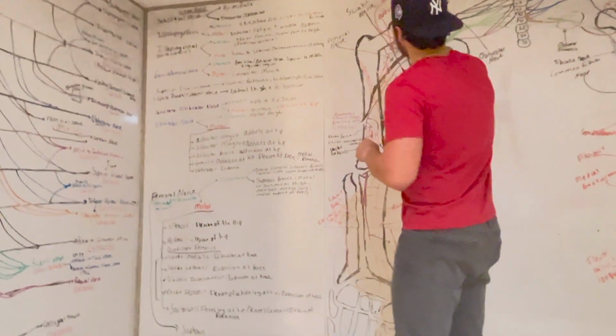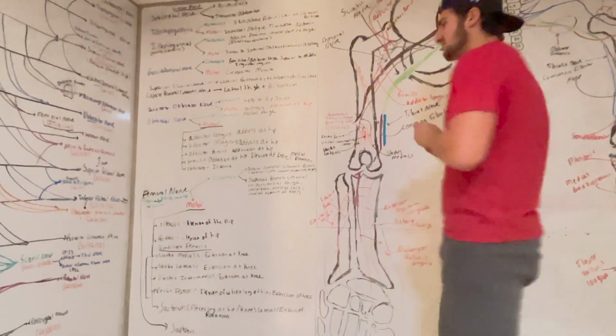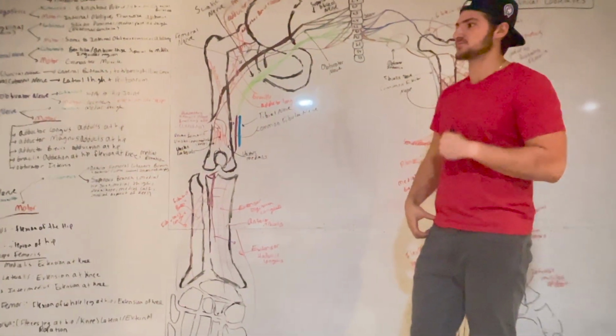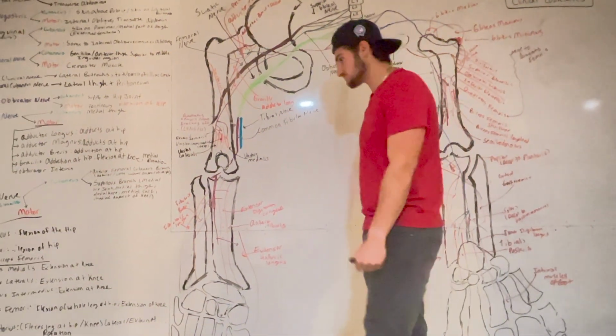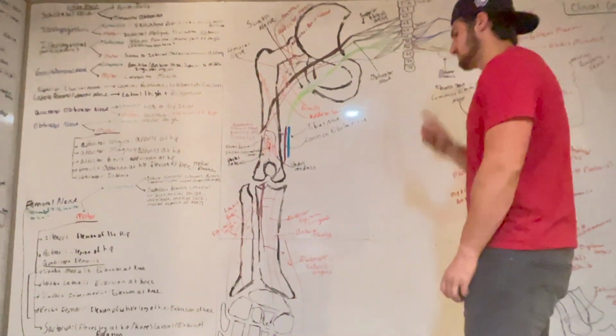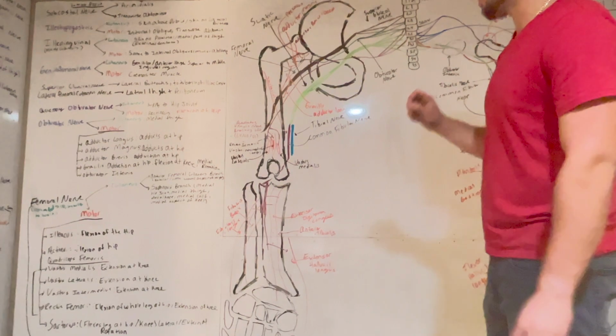The iliacus and the pectineus are up here, and all they do is flexion of the hip. So they help flex the hip. They come from L2, L3, and L4. Okay, now, the one more I want to talk about is the sartorius muscle.